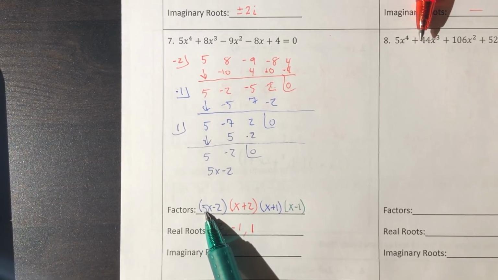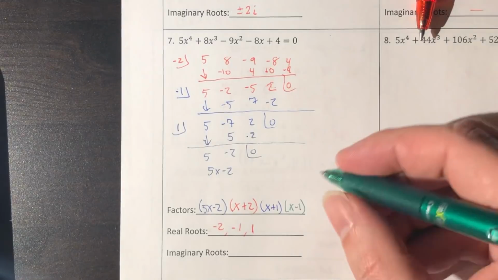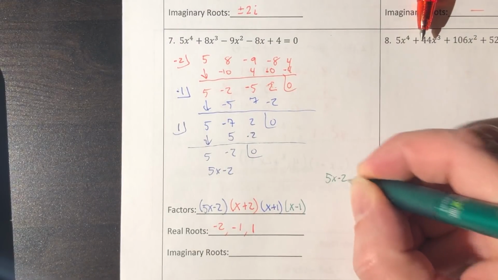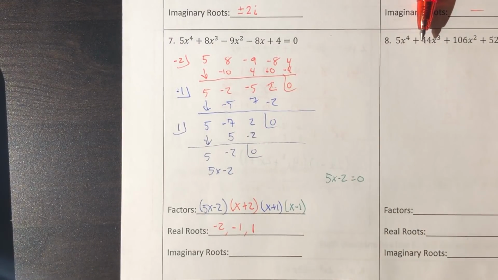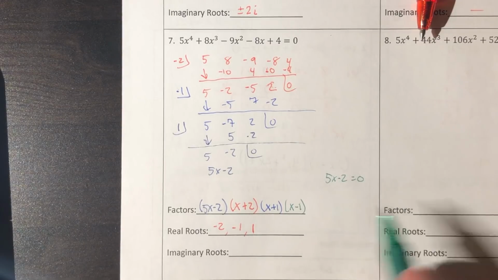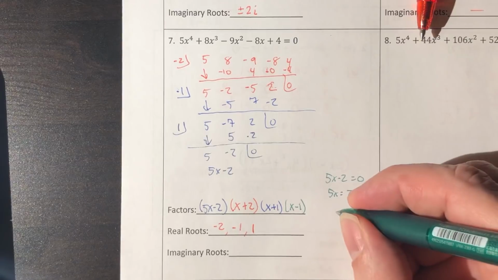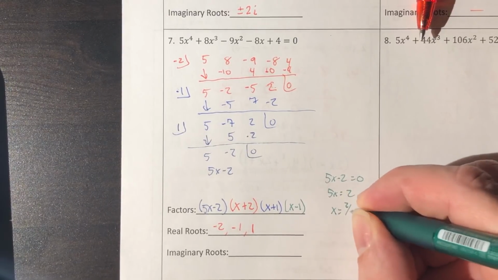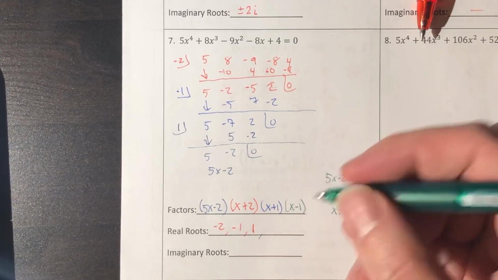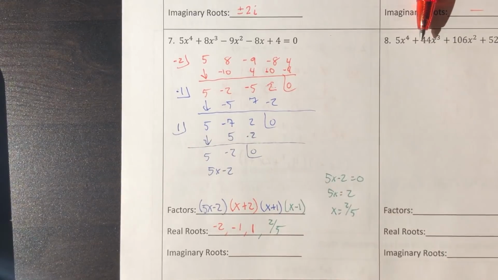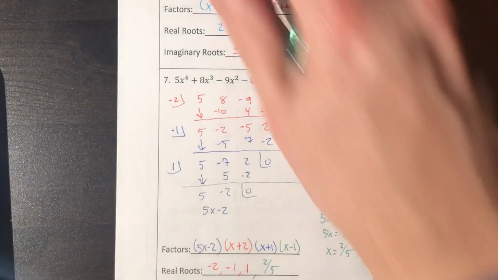Now, these three, I already have found those real roots. To find this real root, I need to set 5x minus 2 equal to 0 and solve for x. So I add 2 to both sides. 5x equals 2, divide both sides by 5, and x equals 2/5. So that is another real root that I have. And I don't have any imaginary roots here because I got all 4 of them, and that's how many I need.